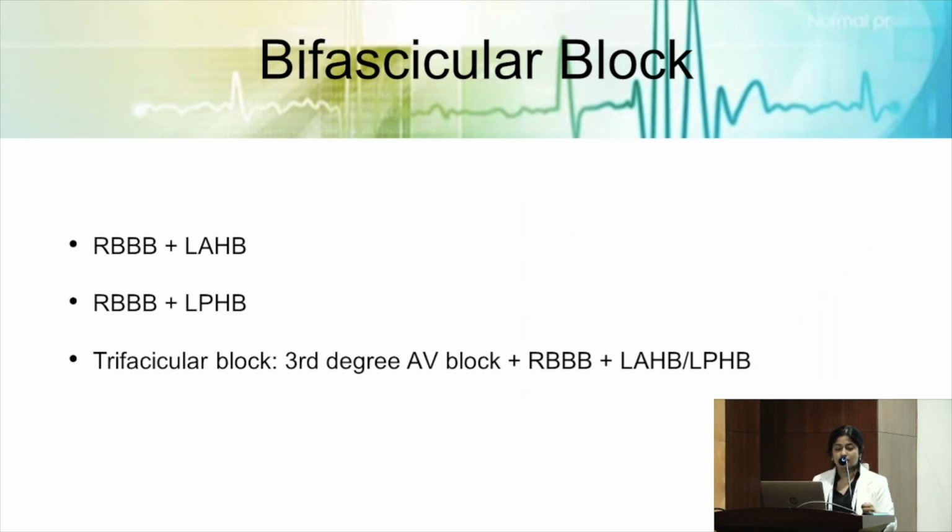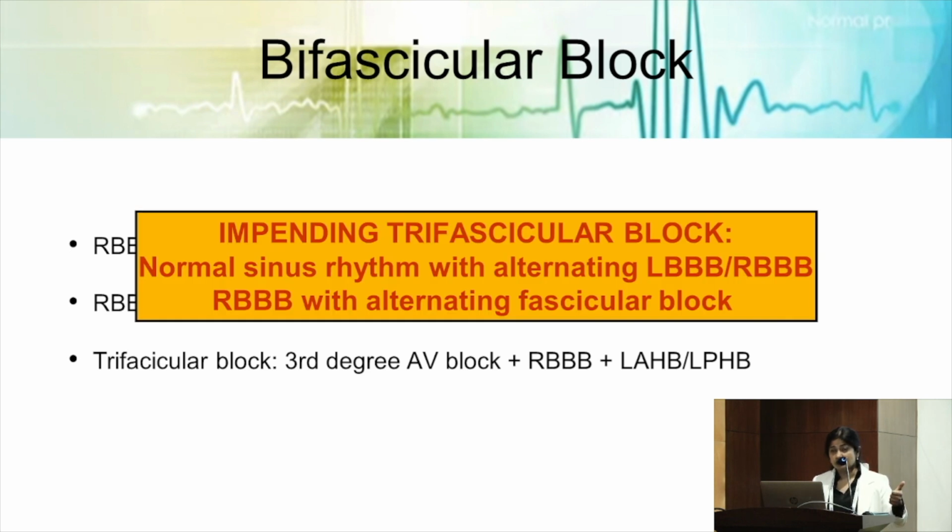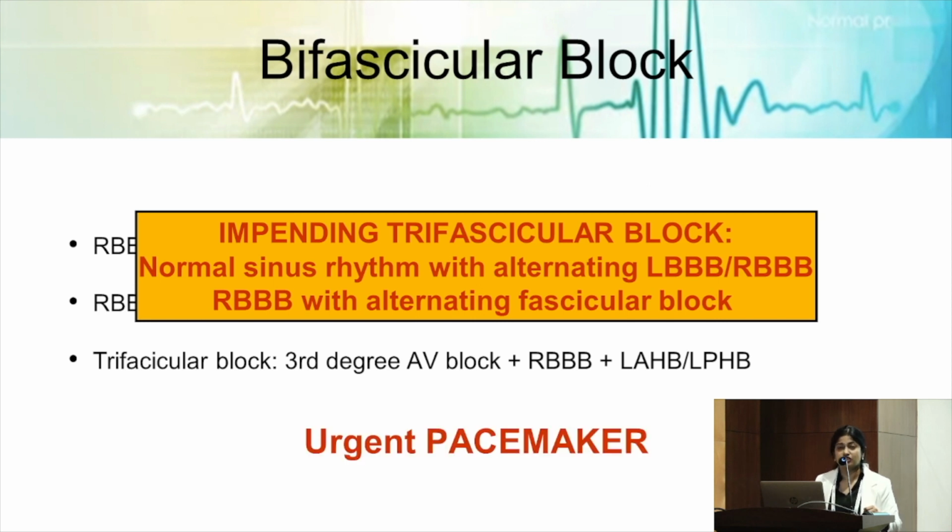Lastly, bifascicular block. There are basically 3 fascicles: right bundle branch, and left bundle branch, which has an anterior fascicle and a posterior fascicle. If any 2 are blocked, that is RBBB with left anterior or left posterior fascicular block, evidenced by the presence of left axis deviation or right axis deviation, you get a bifascicular block. Trifascicular, if you have a 3rd degree heart block along with the bifascicular. Causes of impending trifascicular block: normal rhythm with alternating LBBB and RBBB, or RBBB with alternating anterior and posterior fascicular block. How do you treat? Urgent pacemaker.